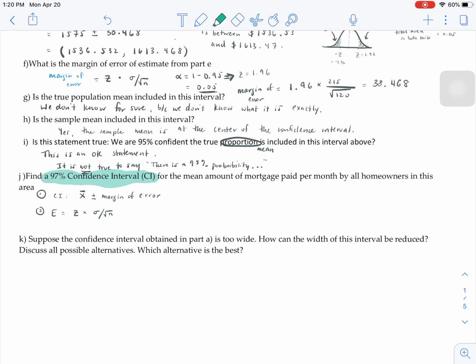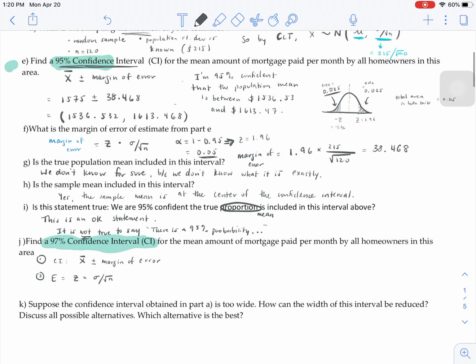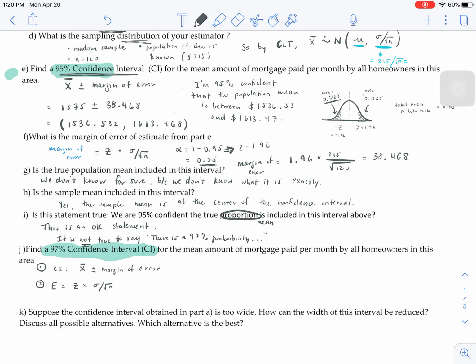Let's think about the z-score. How did we find the z-score in part E when we had a 95% confidence interval? Well, to find the z-score, we figured out that because we had a 95% confidence interval, that means that there's 1 minus 95%, or 0.05, 5% total in both of the tails. So in each tail, there was half of that amount, 2.5%.